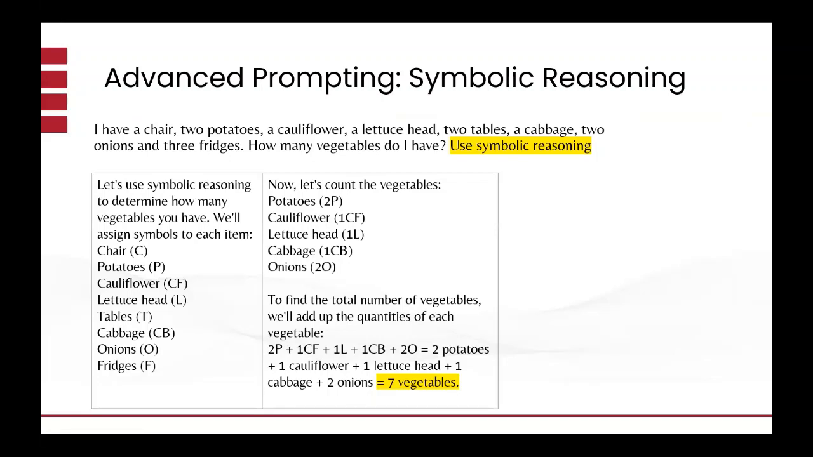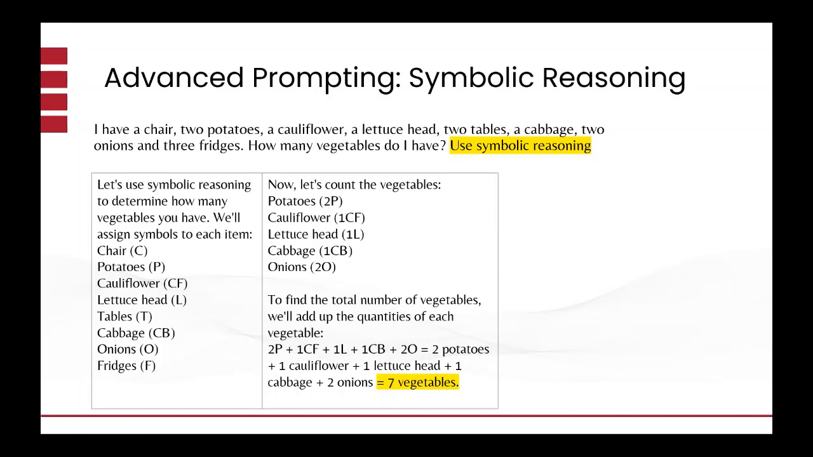Okay, and finally, symbolic reasoning is another technique. We can ask the model to convert some of the prompts into symbols, so it can be easier for it to process it. And all we have to do is add the phrase, use symbolic reasoning. So for example, I have a chair, 2 potatoes, a cauliflower, a lettuce head, 2 tables, a cabbage, 2 onions, and 3 fridges. So how many vegetables do I have?